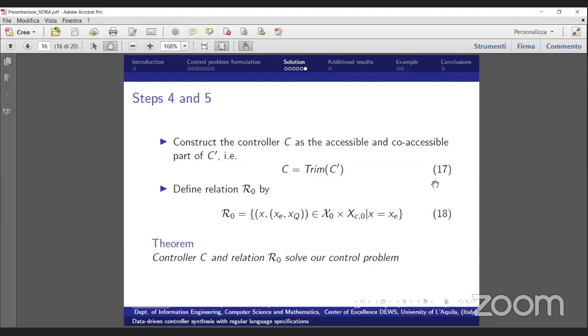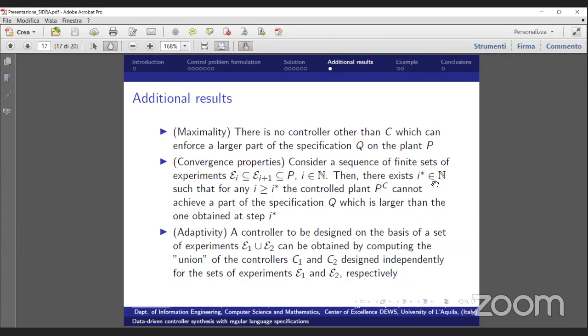Then we address also some results. I don't have too much time indeed. I'm also the chair, so I should respect the time.